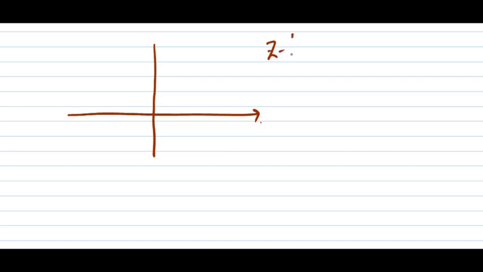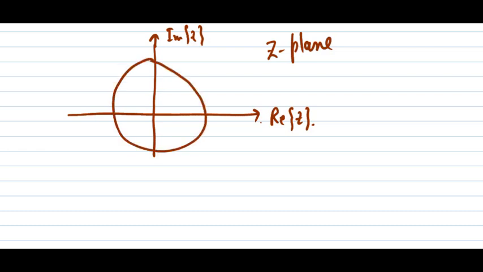Another thing is the poles and zeros. Suppose we have this z plane, along the x-axis we have the real part of z, and along the y-axis we have the imaginary part of z, and we plot a unit circle, which is basically a distance of 1. If we plot zeros we represent them with a circle, and if we plot poles we represent them with a cross.